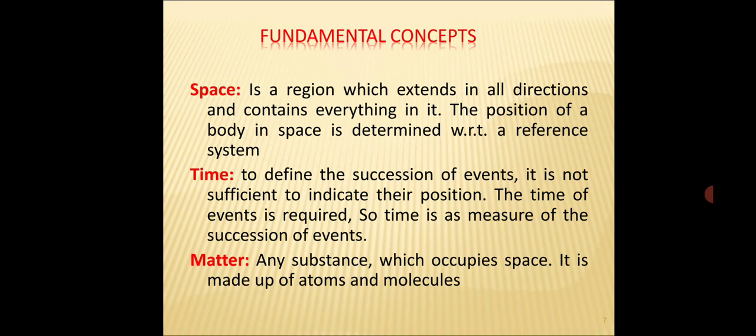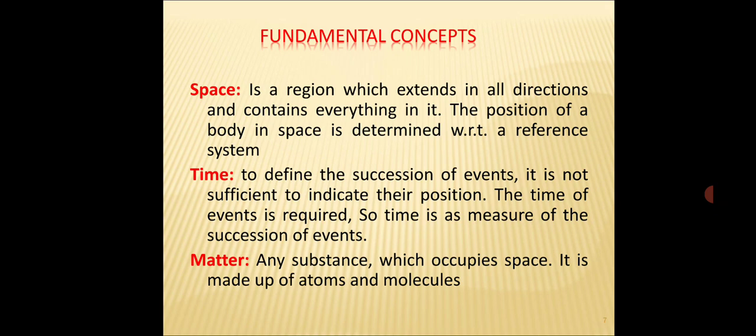Then time. What does time mean? It is the succession of events. It is not sufficient to indicate their positions; it is an event. It can be measured: each succession of events is a measure of time. Then the next one is matter.